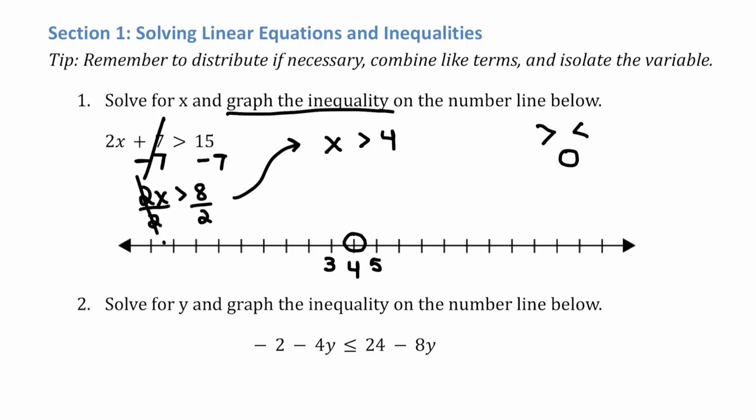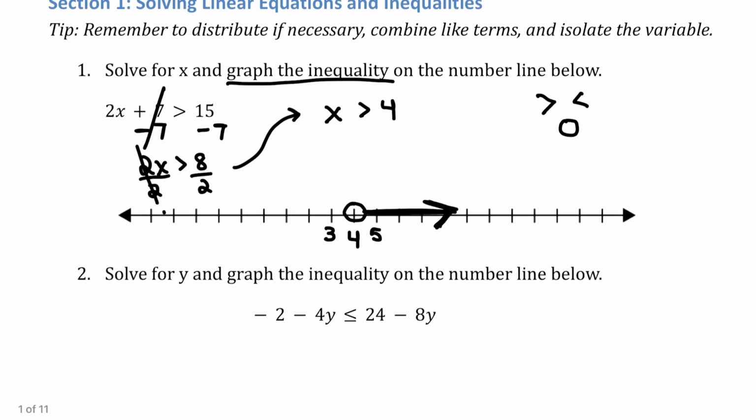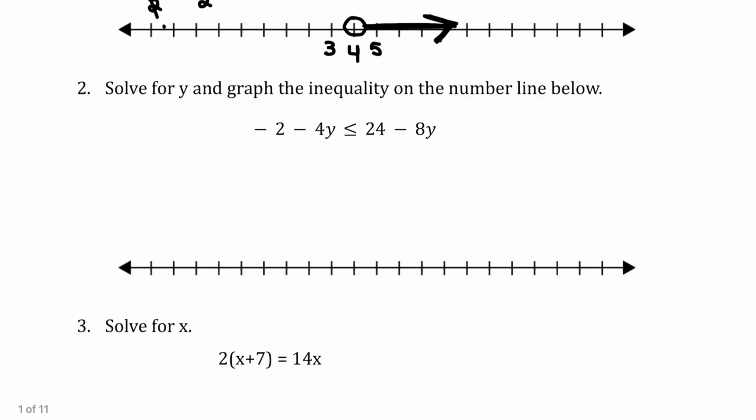So 3, 4, 5, and since this is x is greater than 4, meaning all of our answers can be any number larger than 4, which means our arrow is going to point to the right. Also notice that our little inequality symbol is also kind of pointing towards the right side. So that's a trick you can use. But that only works if our variable, so our x, is on the left. But that's just a helpful hint. So let's move on to number 2.